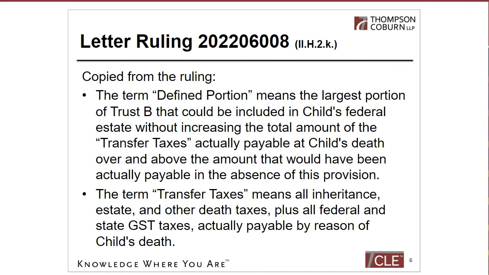So this next slide, slide six, I copied some of the language here from the ruling. You can see the largest portion of Trust B that could be included in the child's federal estate without increasing the total amount of the transfer taxes actually payable at the child's death over and above the amount that would be actually payable in absence of this provision. And then you'll see also how transfer taxes were defined, which are basically estate tax, GST tax, federal and state, et cetera.